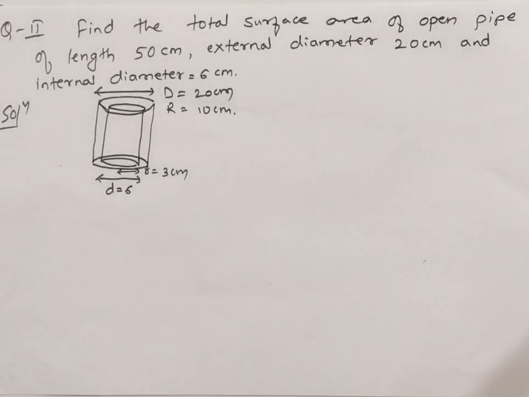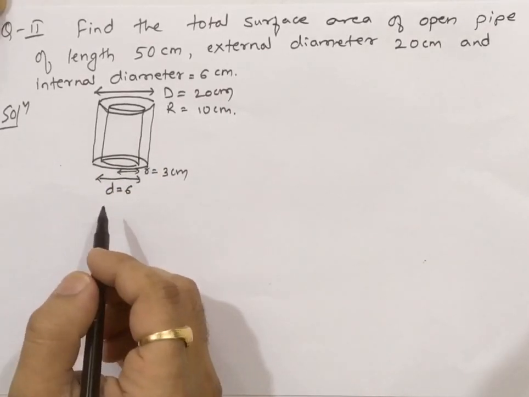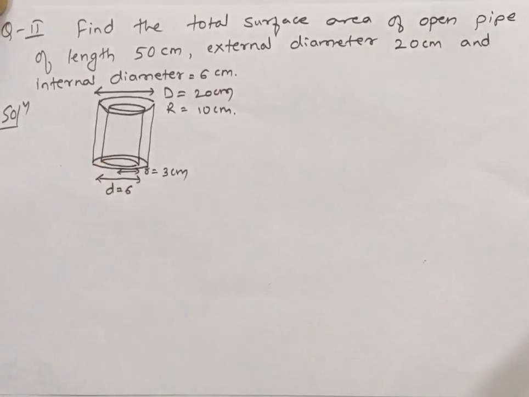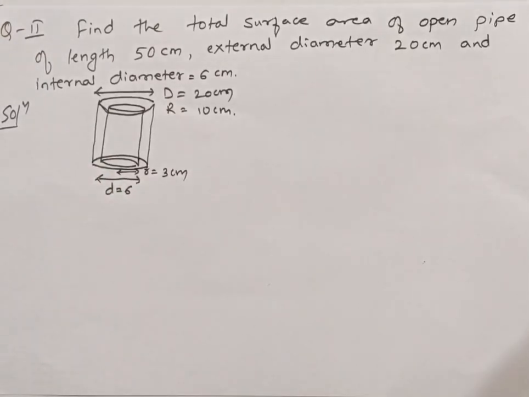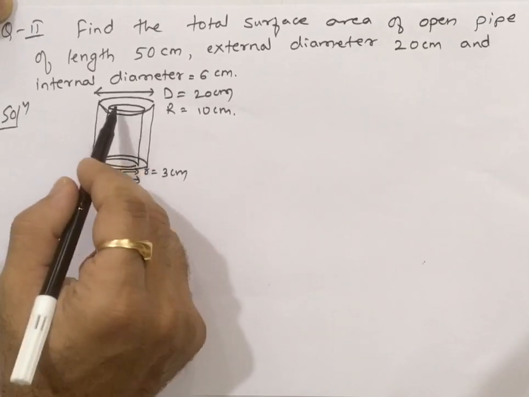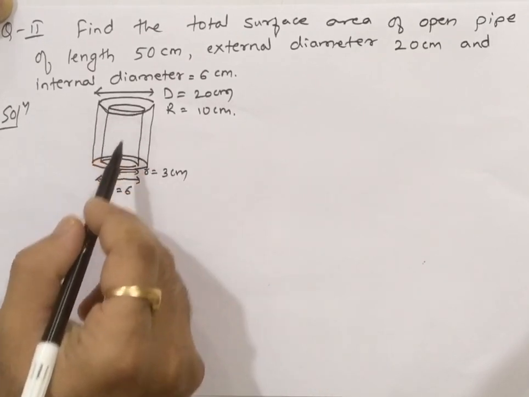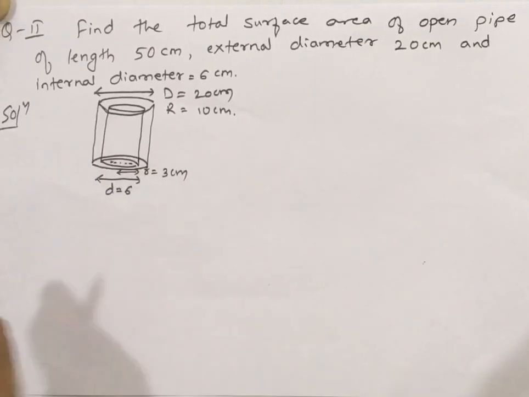So this is a hollow cylinder. You have to find the total surface area of this open pipe. Now how to find the total surface area? Now total surface area is not 2 pi r h here. Why? Because it is hollow here. This part is not there. Correct or no? This part is not there. So we have to find the total surface area of this cylinder.